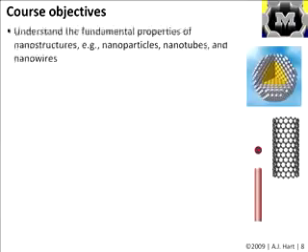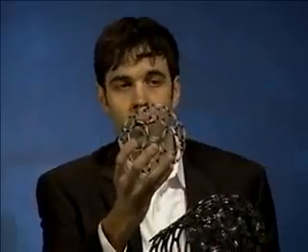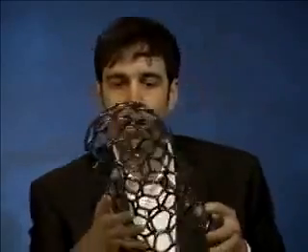The first is to understand the fundamental properties of nanostructures, such as nanoparticles, nanotubes, and nanowires. In many regards, these can be considered building blocks for the new materials and devices that we want to learn how to make. And in my hands I have models of, this is a molecule of C60 made of exactly 60 carbon atoms, similar to the structure of a soccer ball, only this soccer ball is 1/50,000th the diameter of your hair, as well as here a carbon nanotube, also about 1 nanometer in diameter.